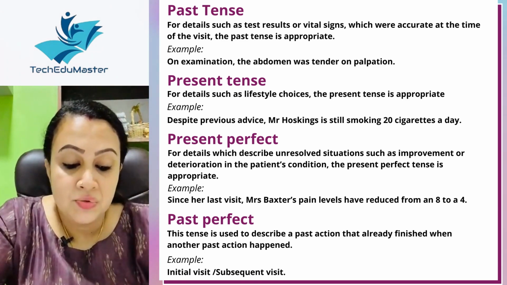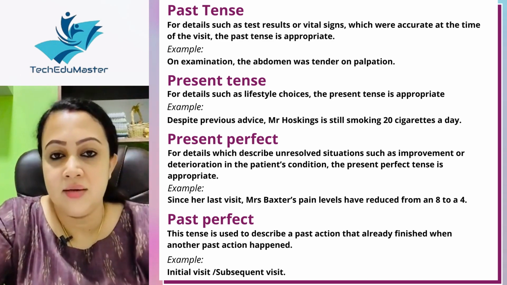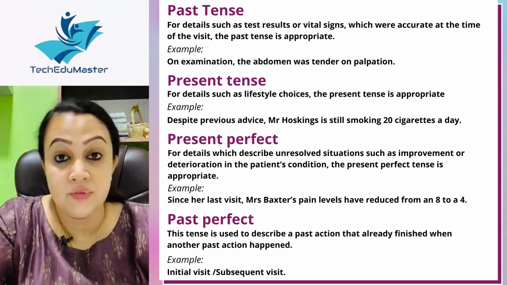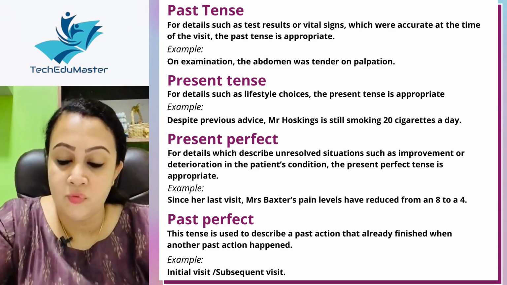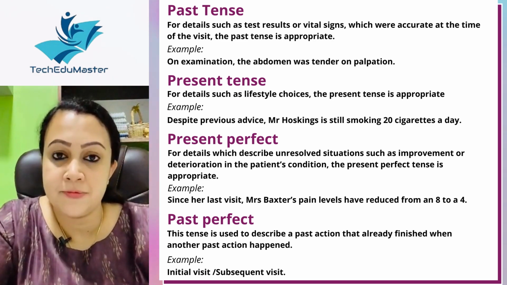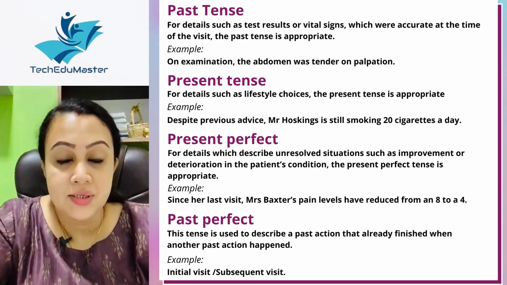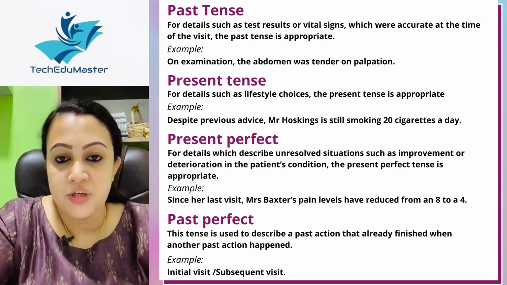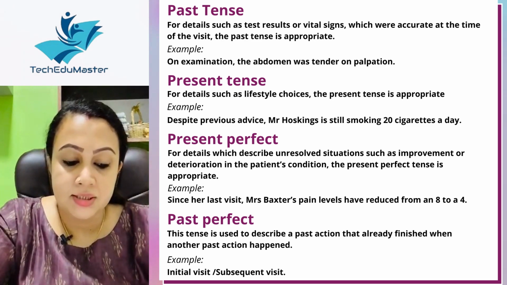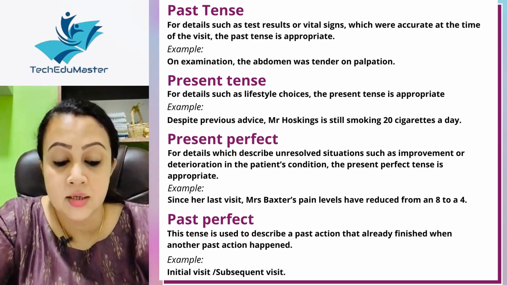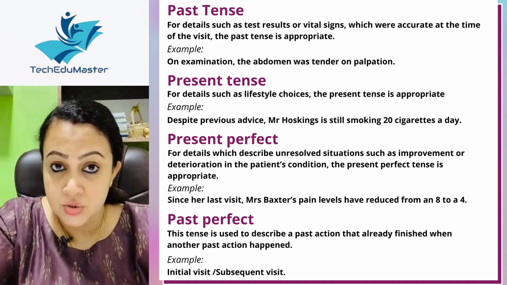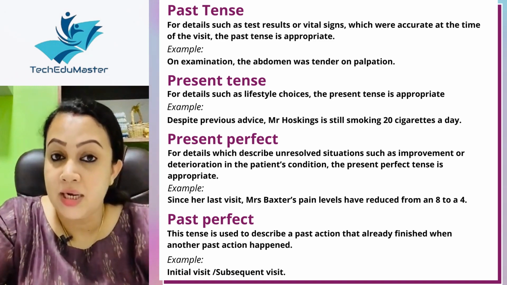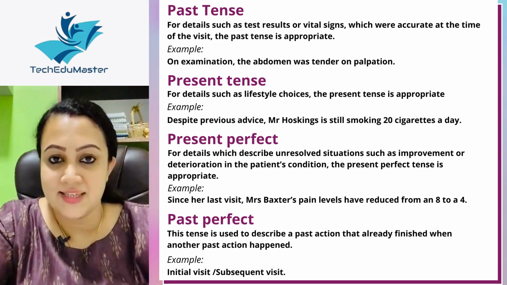Another place where we have to use simple present tense is when you are writing about today's visit, or about the condition of the patient at present. In the letter structure, when you are writing about today's visit, you can use it. And in body paragraphs, when you are writing about the social history, family history, or about any allergic problems or allergic history, you can use simple present tense.